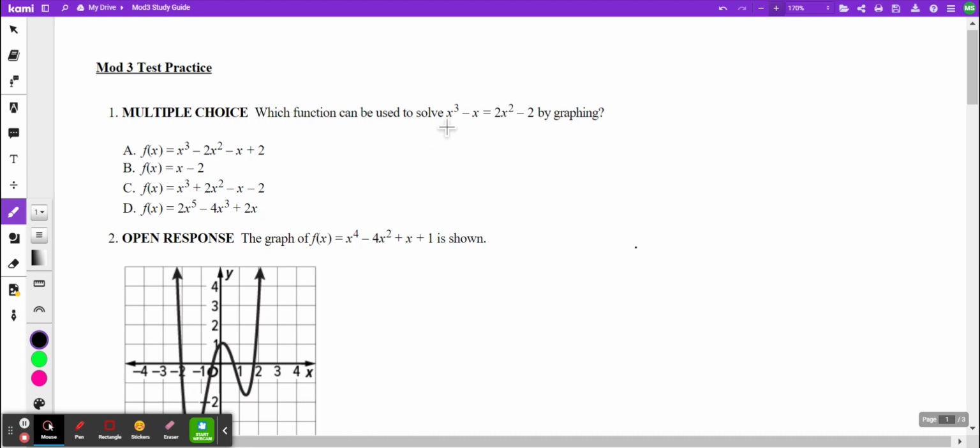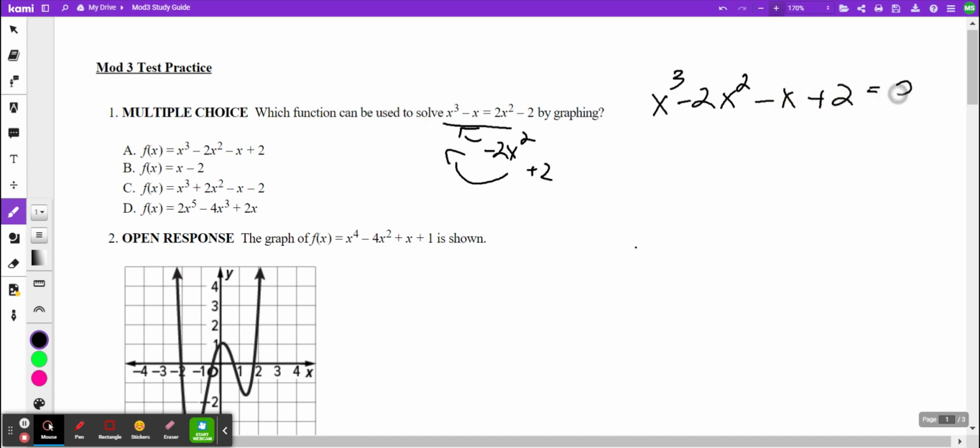So basically, what function can be used to solve this by graphing? Well, we could probably just move everything to the left side. So if I subtract 2x squared and then add 2 to both sides, I'm going to have the following. And f of x, I get, which one is that? Well, that should be this one right here. Minus 2x squared minus x, yeah, it's this one right here.